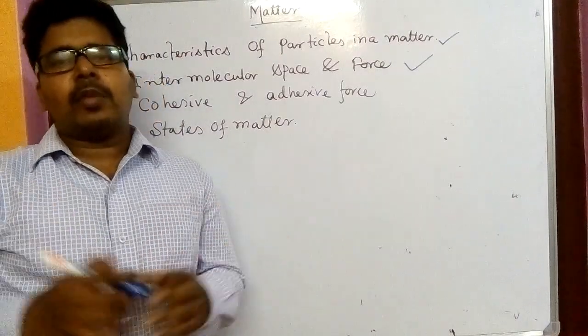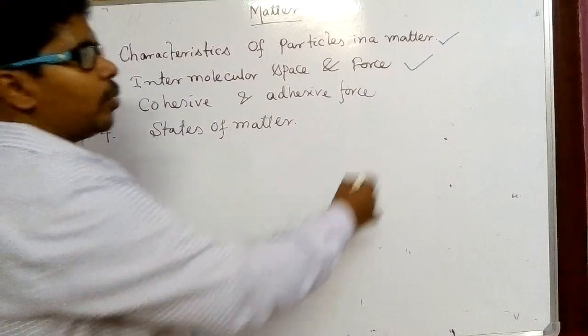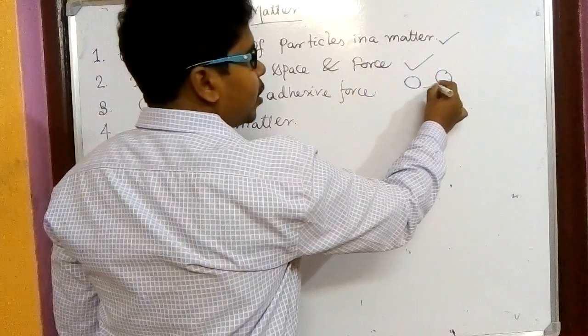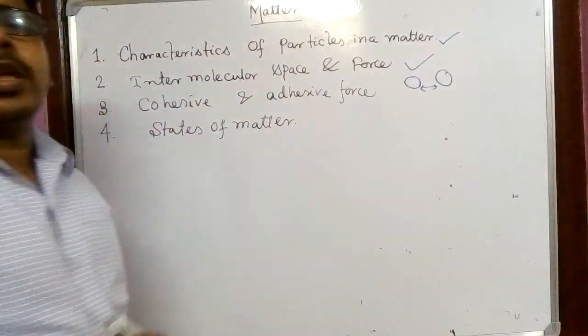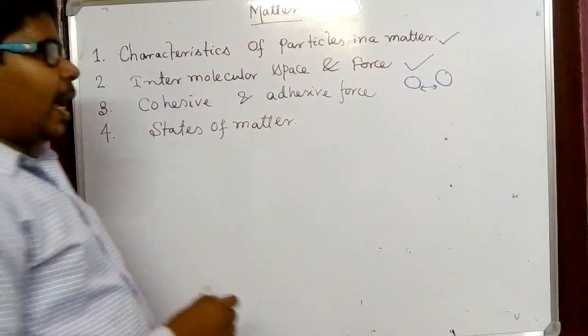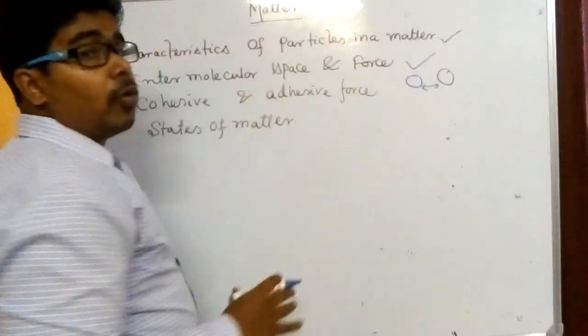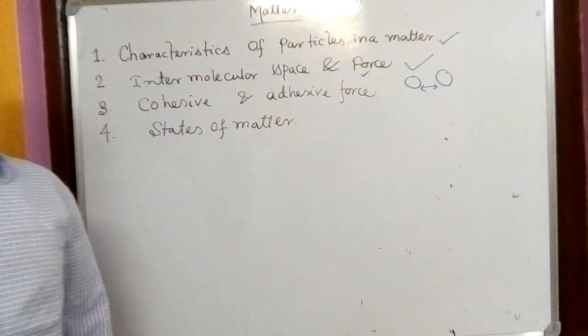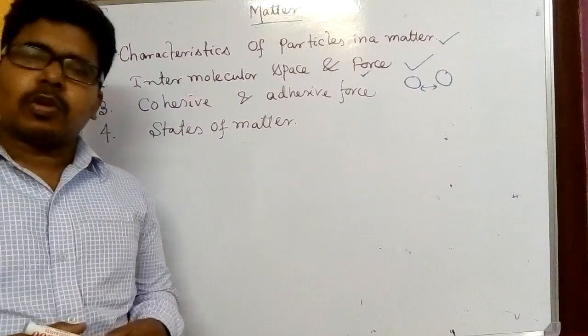Okay, now we are coming to the next part we have learned, that is intermolecular space and intermolecular force. What is intermolecular space? If I am talking about two molecules in a matter, the distance between them is called intermolecular space, and the attraction force between them is known as intermolecular force.